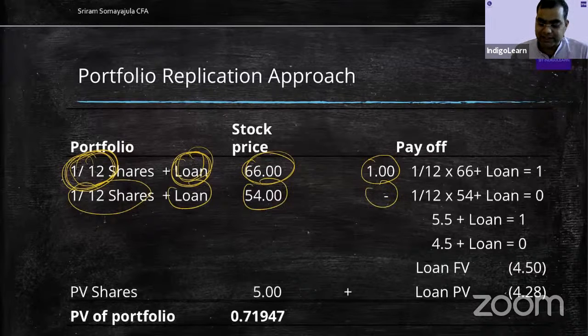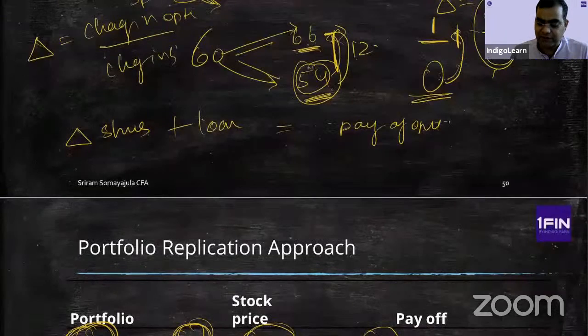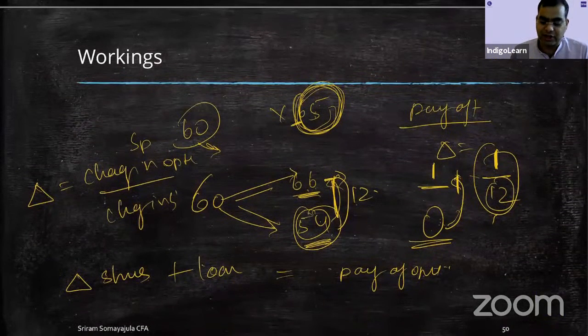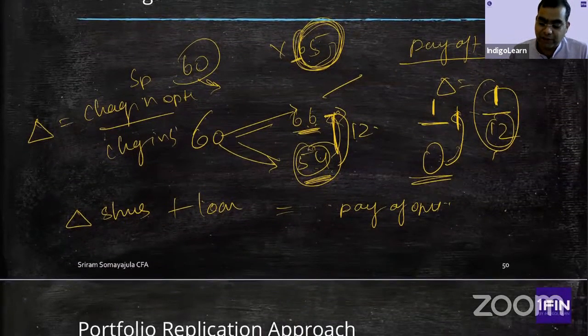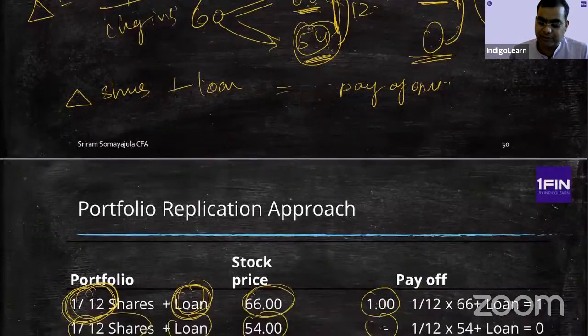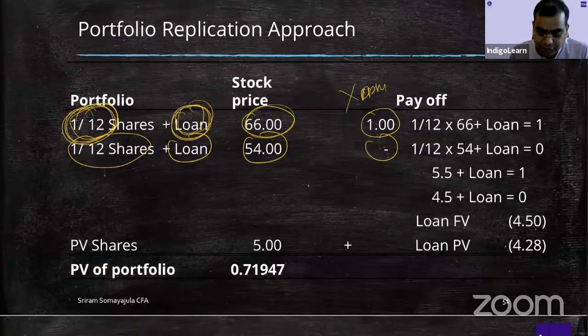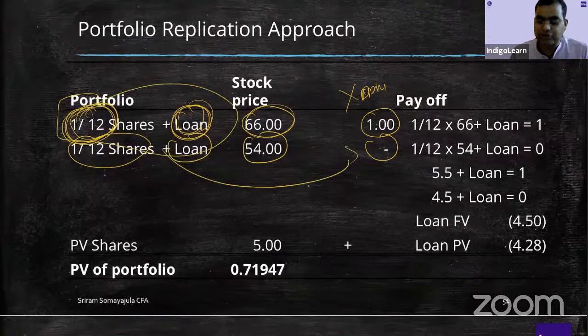Now, this payoff of 1 and 0, we already got from the option. That is an option where you can buy at 65, you'll get a payoff of 1 when it is at 66, and a payoff of 0 when it is at 54. So I'm not referring to the option payoff. I'm saying this portfolio should generate this return.